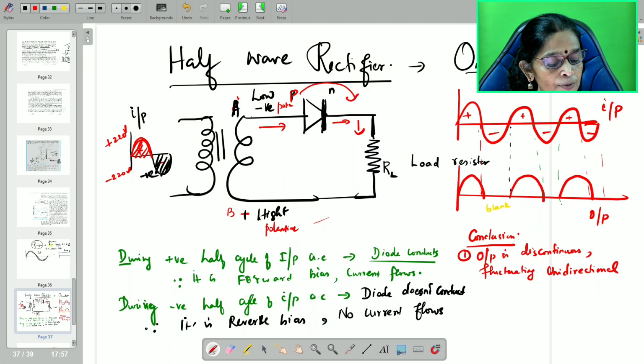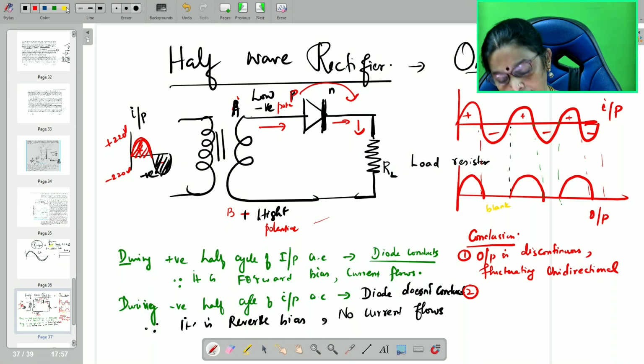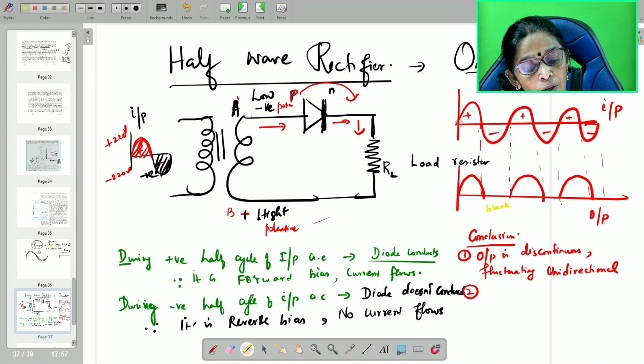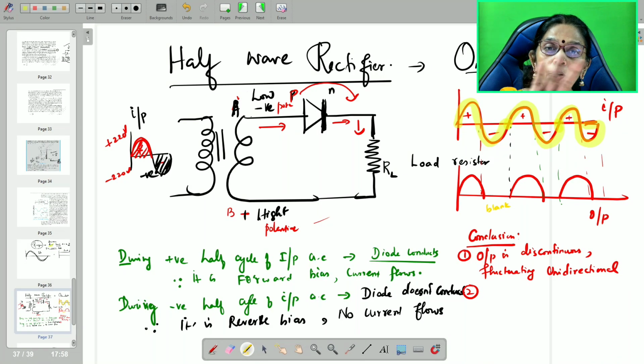Output is discontinuous, fluctuating, unidirectional. Now you check frequency. I am going to check here how many waves are present. Can you check the number of waves? Here it is 1 wave, 2 waves, 3 waves. So frequency is 3. So 3 waves are there.